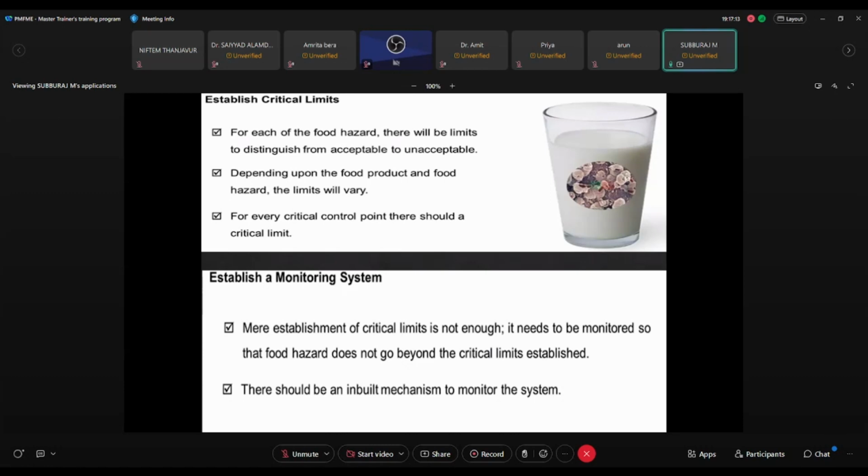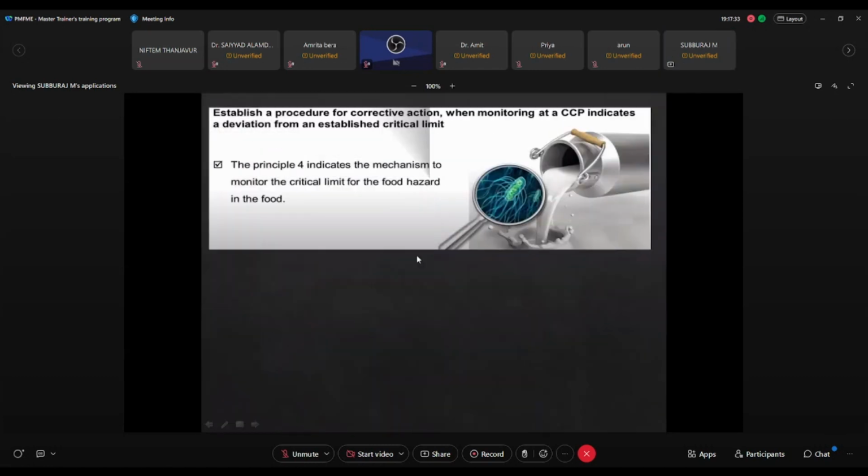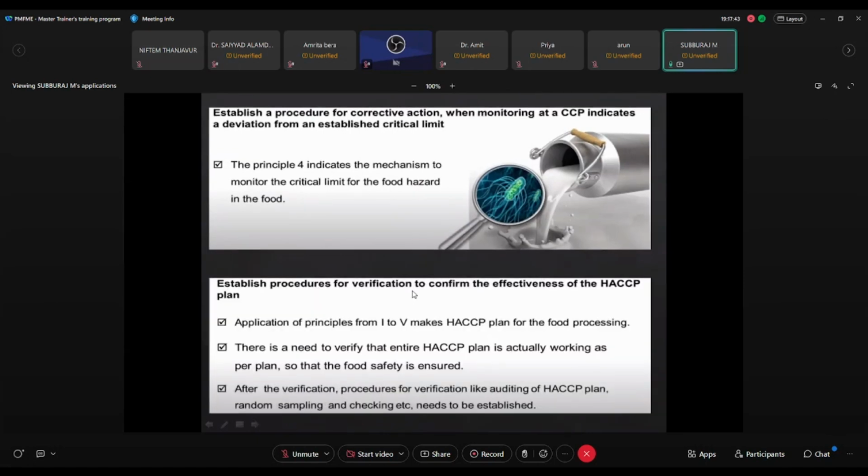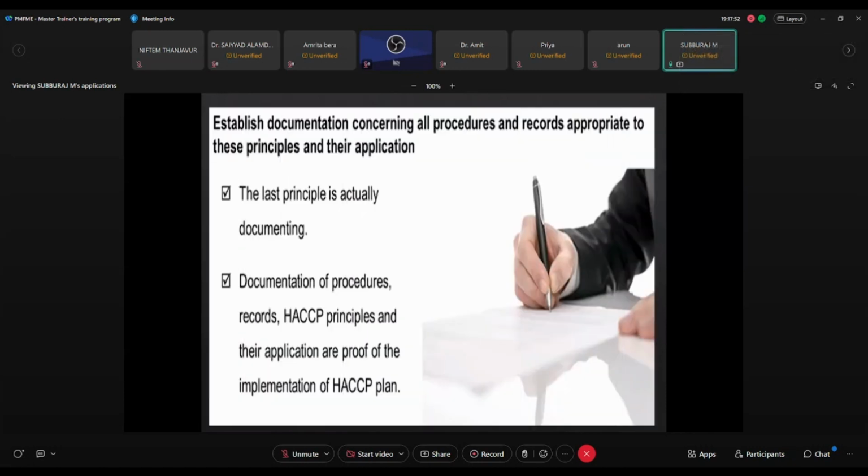Then establish a monitoring system in milk. Where there is a microbiological lab, we have to test, and where there is a chemistry lab, we have to test pesticides, aflatoxin, and whatever heavy metals are there. So this is establishing the monitoring system. Then establish the procedure for corrective action. We have to establish the critical limit, and then check with these laboratories whether it is within the limit or not before going ahead, and everything should be documented very perfectly. These are the very important elements.